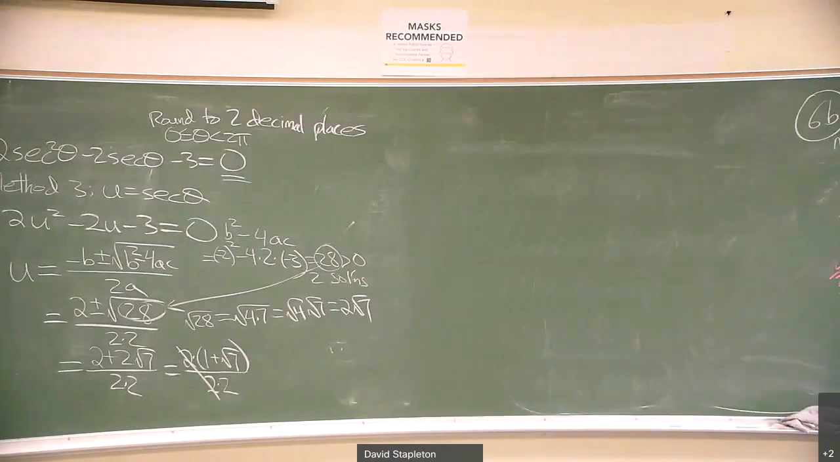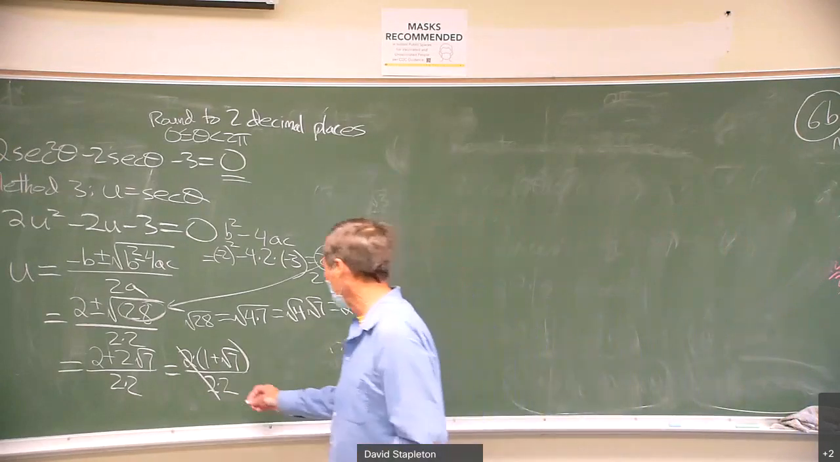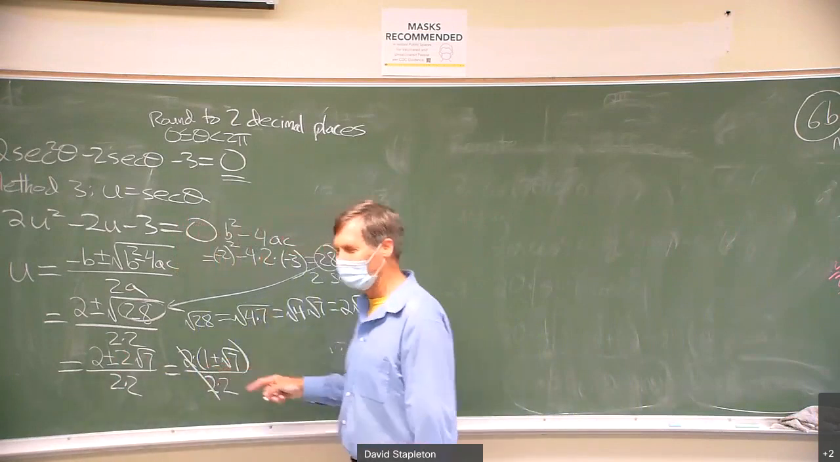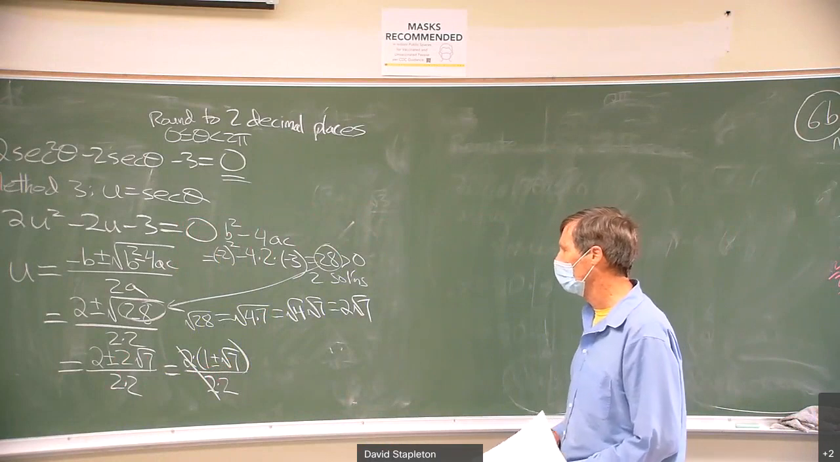Wait, how do you know on this one? Why did you just drop the negative, for the plus or minus? Plus or minus, that's because I forgot to write it. So it is 1 plus or minus square root 7 over 2. Yeah, there's 2 solutions.